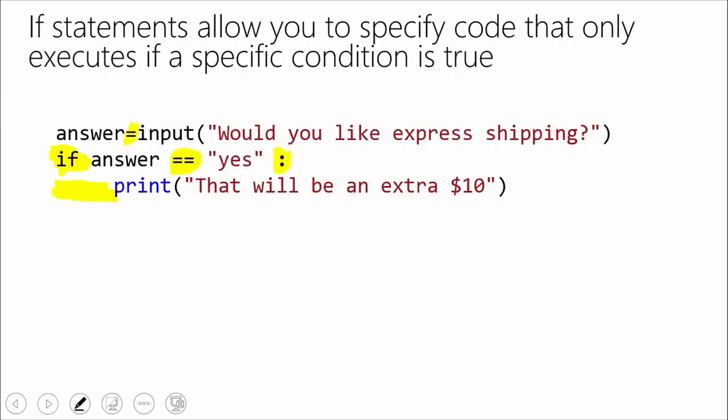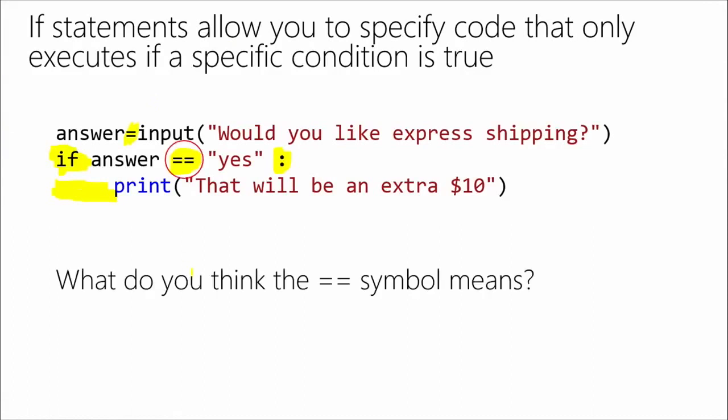Yep. So now if you look at this slide, we're saying if answer is equal to the string yes, then we have our colon. That's just part of the syntax. Then print on the screen, that's going to be an extra $50. Perfect. So that's the syntax. Let's just look at a few examples so you can get a handle on it. We'll do a demo as well so you can start to get comfortable with it.